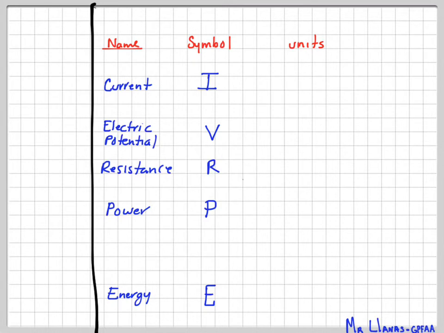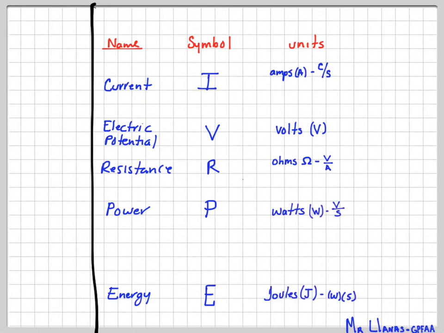I made a quick chart just to show you all the formulas that we have. Current is I and is measured in amps, which is coulombs per second. Electric potential is V and is in volts. Resistance is in ohms and we use R. Power is in watts, or volts times amps. That's the power that goes through there. Energy is in joules, or watt-seconds.